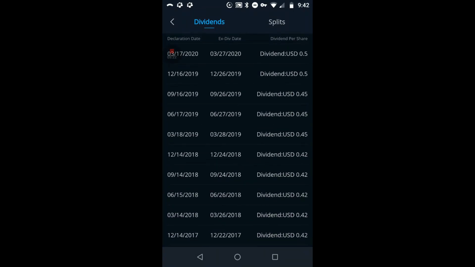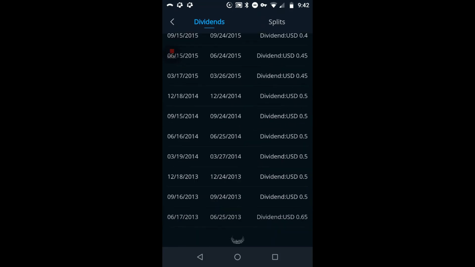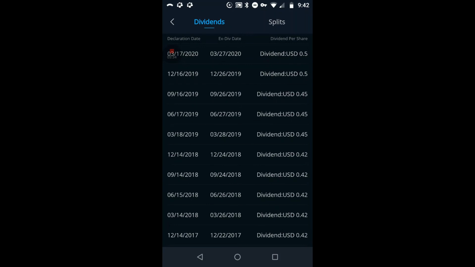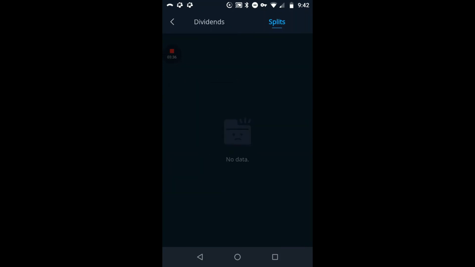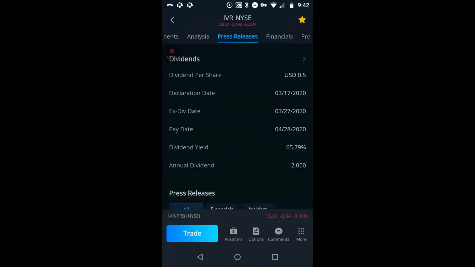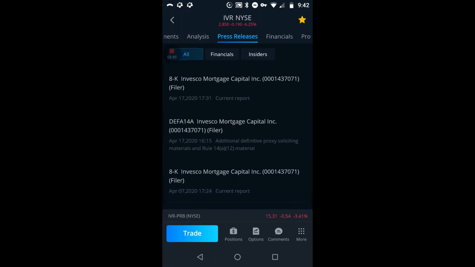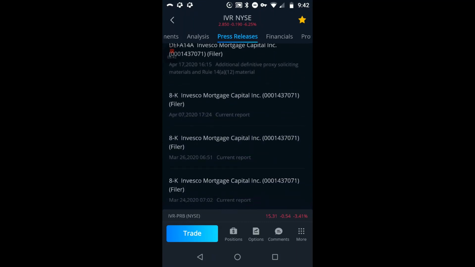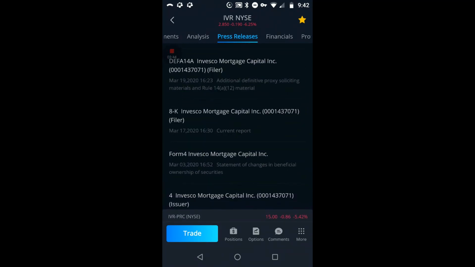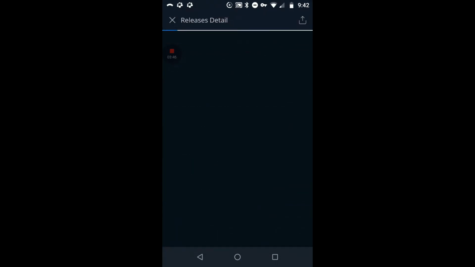You can see the dividend payout history. So 50 cents per dividend, quarterly. And you can scroll back. So this goes all the way back to 2013. So you don't have to close your app and open a separate browser to find all this information. You can also see if the stock has split. Also, you have your corporate filings. So you just click on those and that brings that information up for you right here on the app.